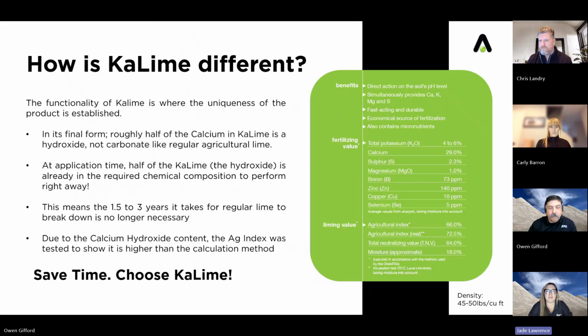To get into the functionality of it and exactly how Kalime is different, it's unique because the final form is a hydroxide. So half of the calcium in Kalime is already in a hydroxide form. It's not a carbonate like regular agricultural lime, like Owen has mentioned. This means that the 1.5 to 3 years that he spoke about for that carbonate to break down into the soil has already been completed. So when you apply Kalime, half of that load is already ready to get in and work at the pH right away. Additionally, it also has these nutrients available in there as well.